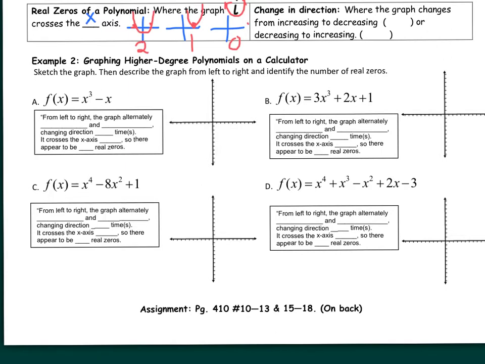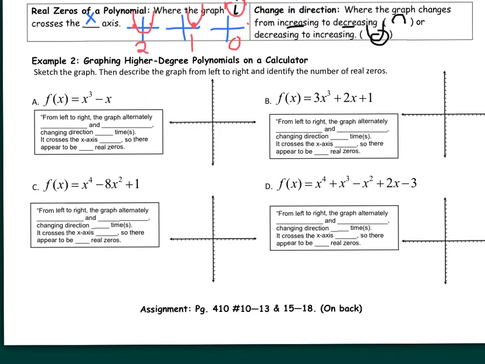When a graph changes direction, it's either going to go from increasing to decreasing, so it'll look like that. It'll look like a hill. Or it'll go from decreasing to increasing, which means it'll go from down to up, and it'll look like that, like a valley. So that's what we're going to look for when we try to find changes in direction.